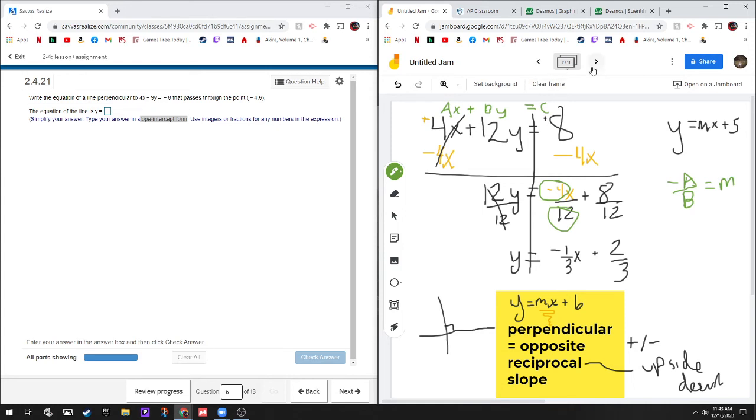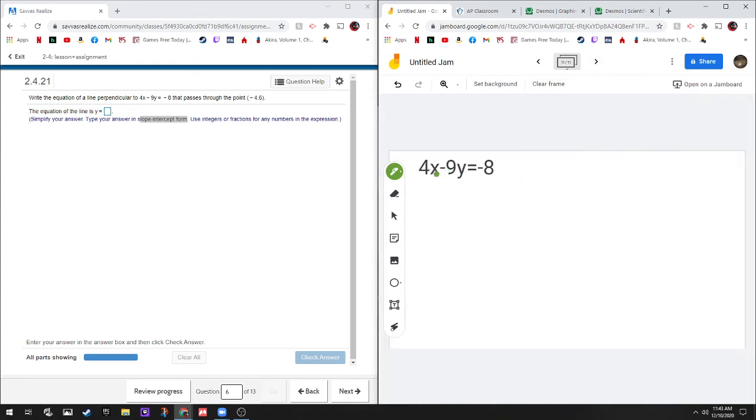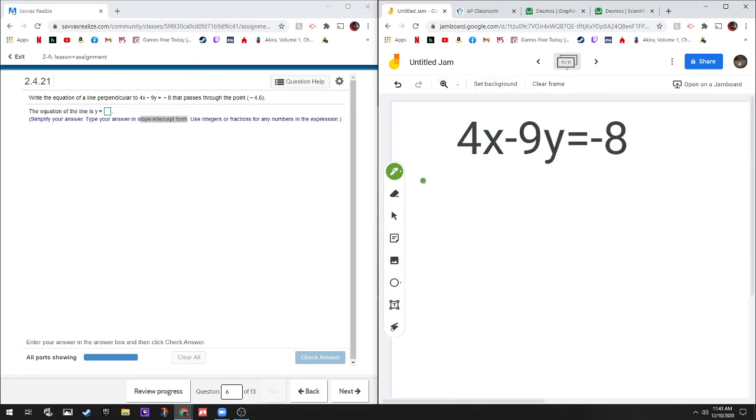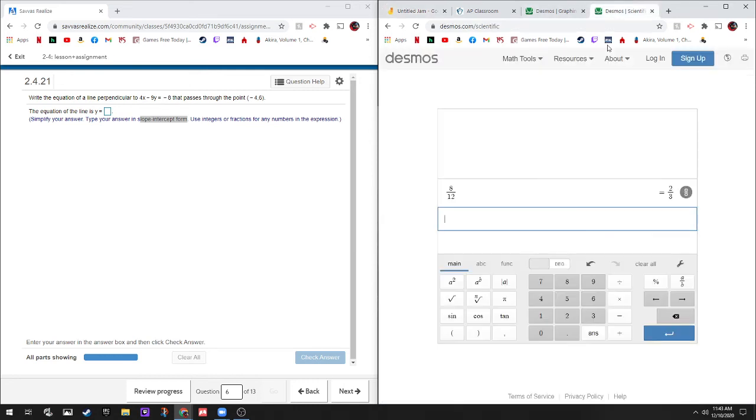It's a shortcut. So back to this one, if I take negative a, so 4 is a, right? If I take negative a, which is negative 4, and I divide it by b, now b is negative 9. Negative 4 over negative 9, convert that to a fraction, 4/9. Yeah, it doesn't simplify. Well, the negatives cancel.